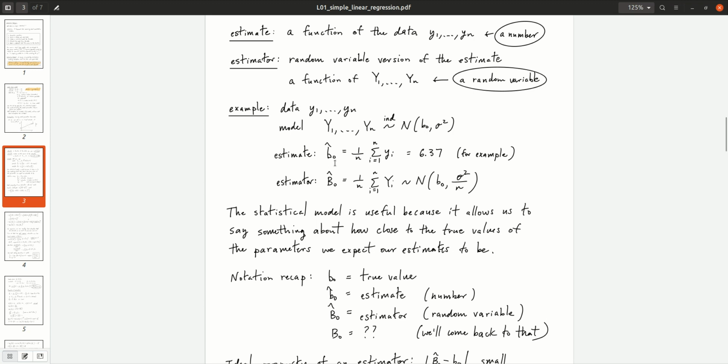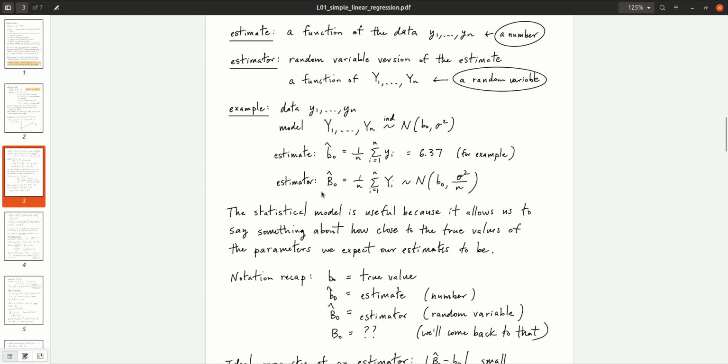Now the estimate that I'm going to use for the mean of this normal distribution, I'm going to call that little b0 hat. That's going to be equal to the sample average of the y's. So that's just the estimate that I'm picking. And so, for example, that would be equal to 6.37. So an estimate is a function of the yi's, which are just numbers. And so this is just a number.